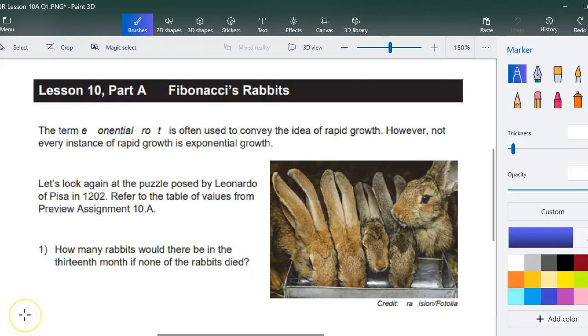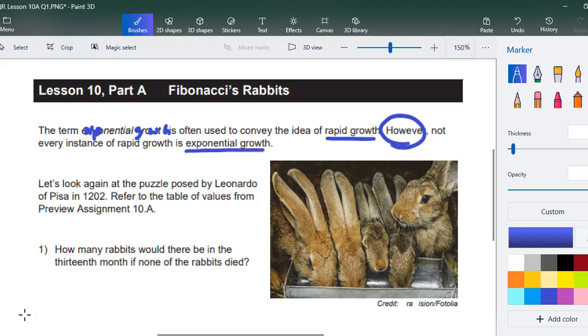We are now at lesson 10A. The term exponential growth is often used to convey the idea of rapid growth. However, not every instance of rapid growth is going to be exponential growth.